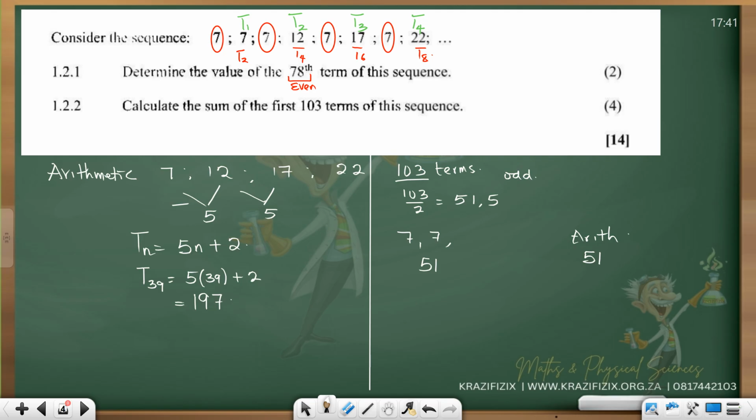Because it's a combination. 7, arithmetic. 7, if I divide it by 2, I have 51 what? Sevens. And I have 51 what? Arithmetic. But we are looking at 103. Which one is the odd number? It's the sevens. I don't know if I'm making sense. Look at this. If I say 7, arithmetic, 7, arithmetic, 7, how many times are here? 5. 1, 2, 3, 4, 5. But what is this 5? I have a 7 and I have my arithmetic, right? How many 7s? 3. How many arithmetic? 2.